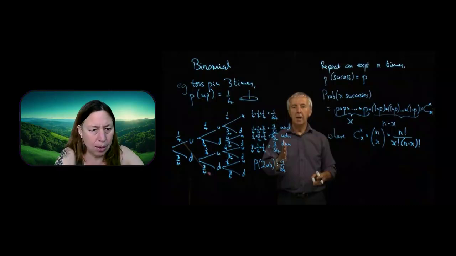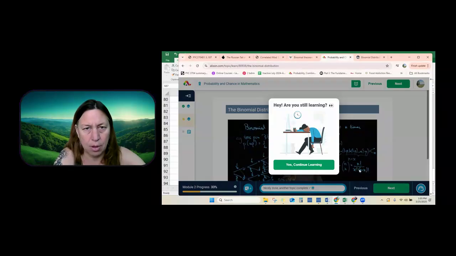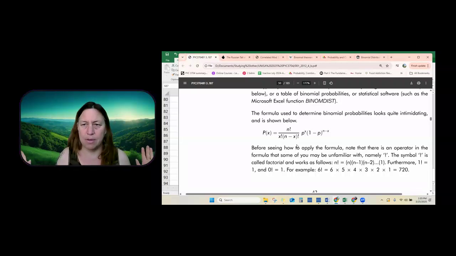So let's just quickly go and look at the book, hopefully without getting lost and wasting our time. There we go. That's our factorial, n choose x, okay? So that you pull out of a table. You don't need to calculate it. That's n choose x.